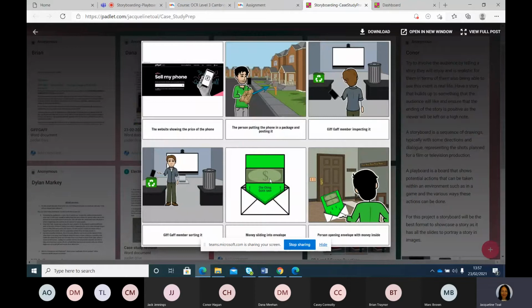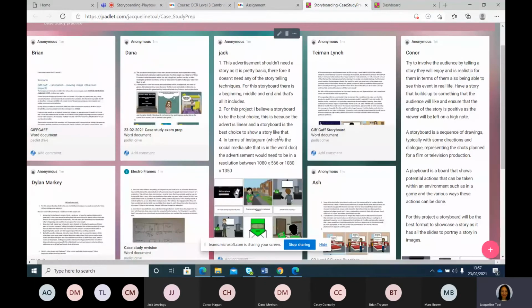All of these would work quite well if you were sharing them via social networking, because you do see so many adverts on social networking, used as a means to create adverts. Okay, no, that's good, great. And then Tiernan.